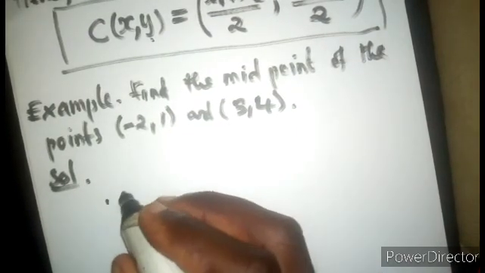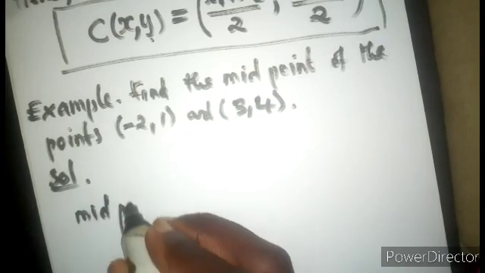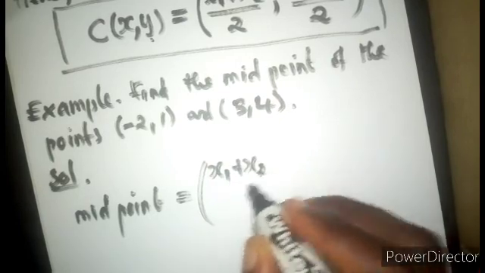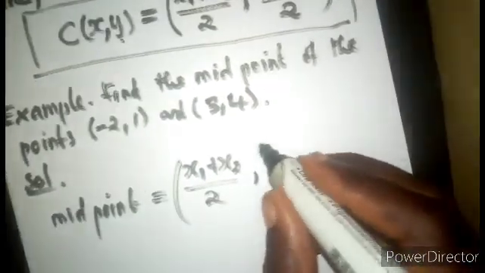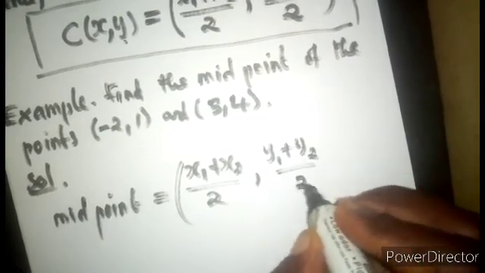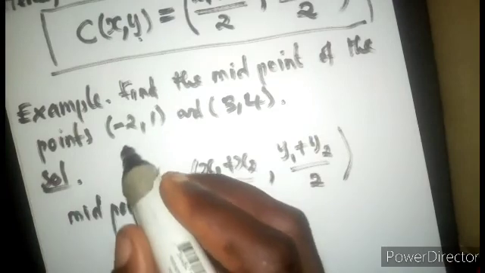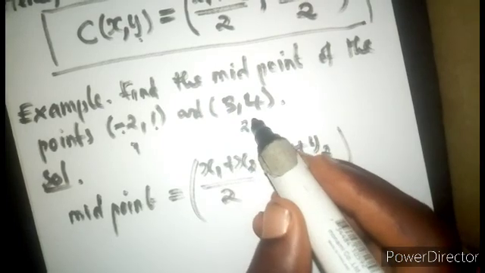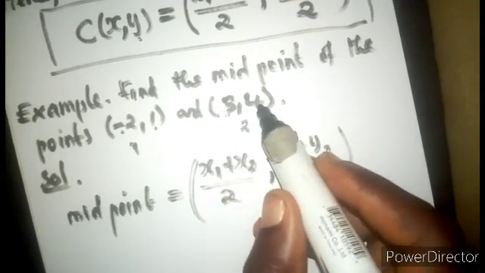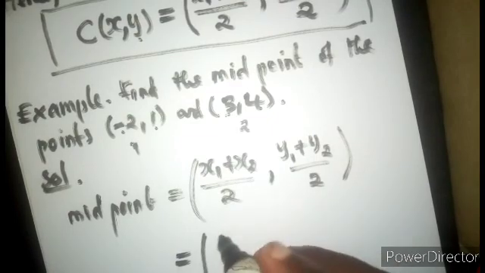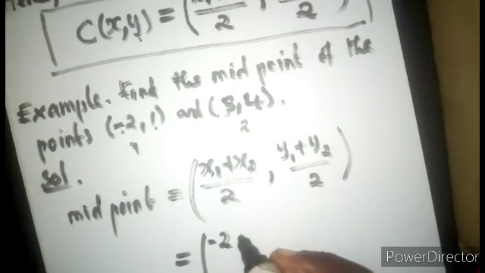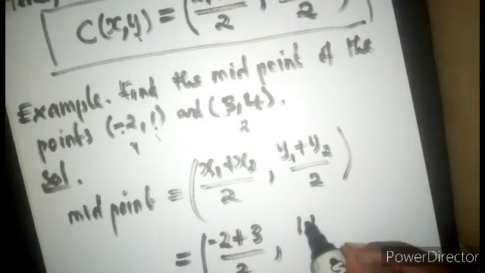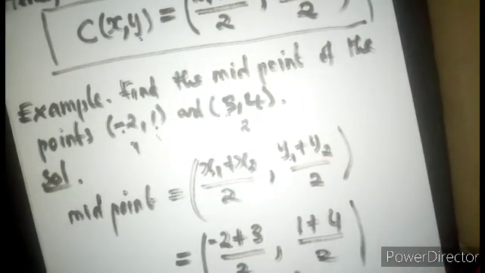You see, the midpoint from what we saw is x1 plus x2 all over 2, y1 plus y2 all over 2. If I take this to be the first point, this will be x1 and y1, and take this to be the second point, this will be x2 and y2. That simply implies we have x1, which is -2, plus x2, which is 3, all over 2, and then y1, which is 1, plus y2, which is 4, over 2.